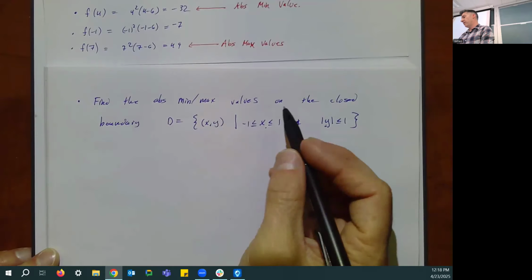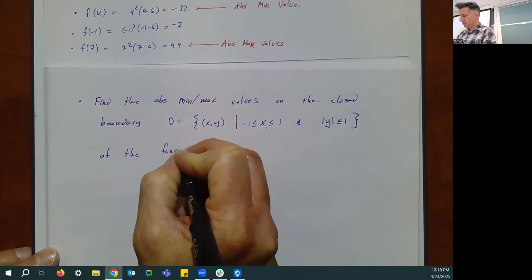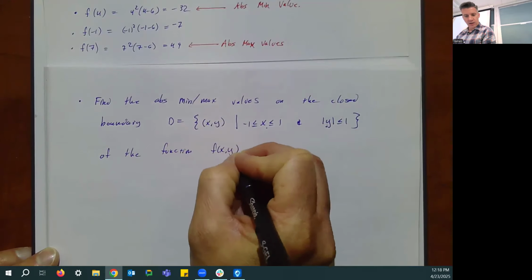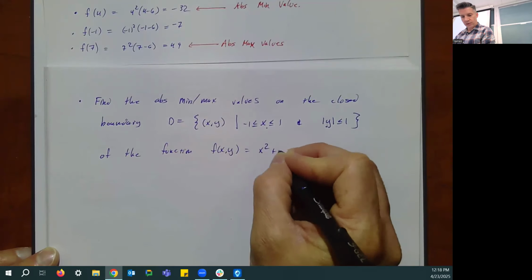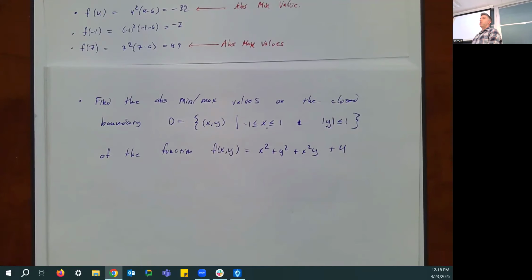Find the absolute maximum of values on the closed boundary of the function f of x, y equal to x squared plus y squared plus x squared y plus 4. So the idea is similar to what we did before, but not exactly the same. We're still going to find critical points. We're still going to test quote unquote endpoints, but the endpoints are now going to be the corners of our region. And then we're also going to have to figure out what's going on with what I like to call either the boundaries or the walls.